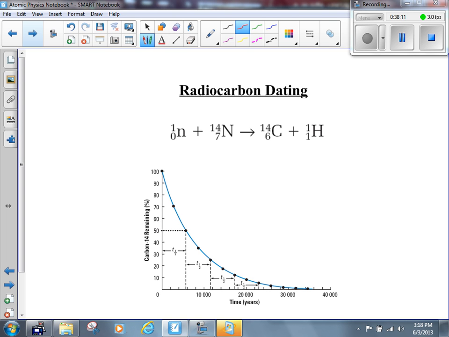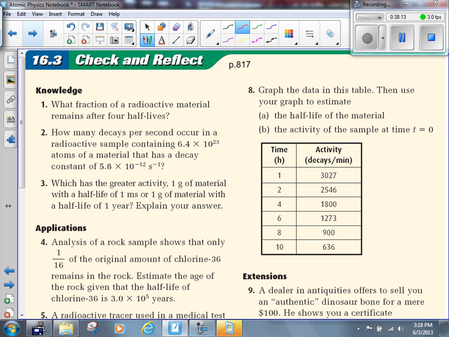Okay, that's it for today, other than a few check and reflect questions on page 817. I'd like you please to take a look at page 817, number 1 to 9, except for question number 2.